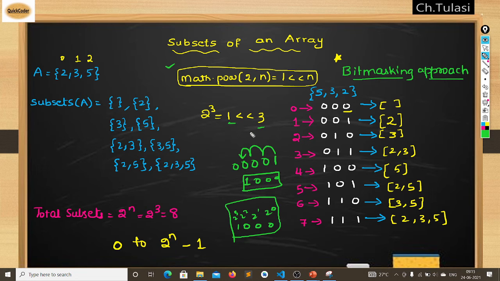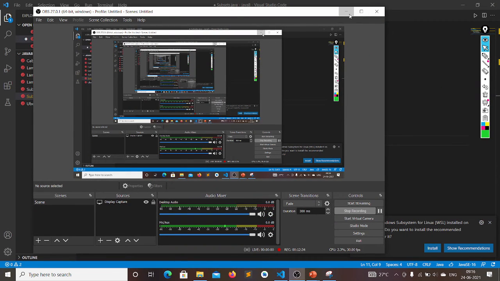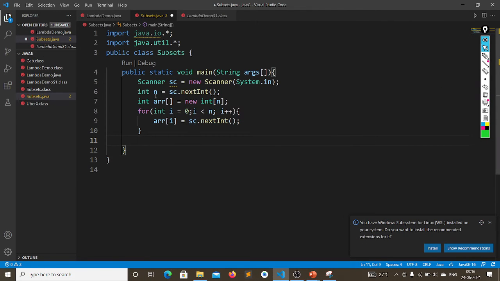Now I have already explained how I want to write the code. With every number I'm doing the AND operator with 2 power 0, 2 power 1, 2 power 2, so that I can check whether the 1 is present at that particular position or not. Now let's start coding. I have already taken n and put all the elements in this array.